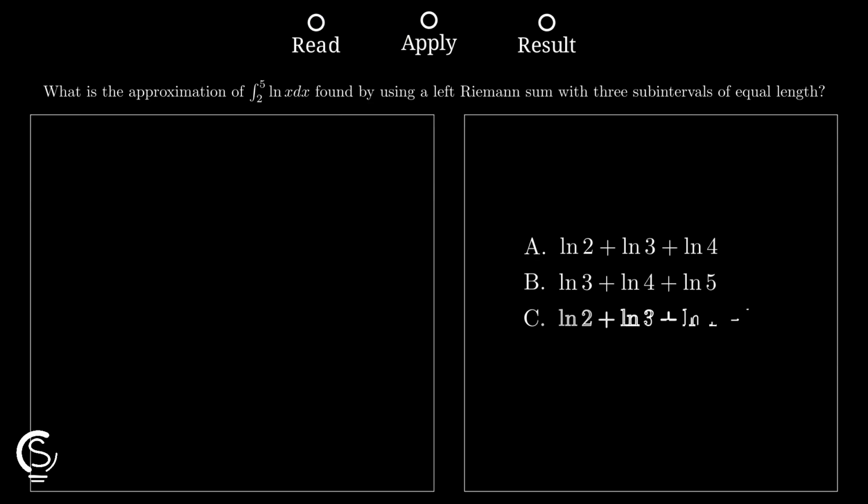First, we calculate the width of each subinterval by taking the upper bound 5 minus the lower bound 2, then dividing by 3. This gives us a width of exactly 1.